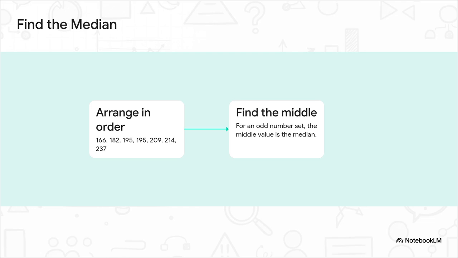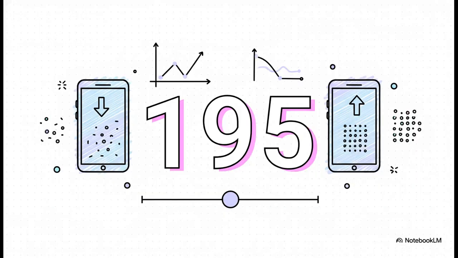Okay, now for the median. And this is so important. You have to put the numbers in order first. You can't find the median without doing that. So we rearrange them from the smallest, 166, all the way up to the largest, 237. Now with 7 numbers, the middle one is pretty easy to spot. It's the 4th one in our list. And that number is 195.